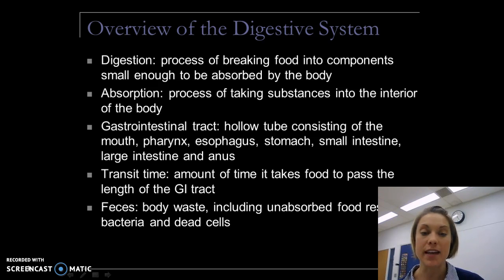Feces makes up our body waste, and that includes unabsorbed food residue, bacteria, and dead cells. So you can think of anything that's eliminated in the feces as actually never having entered our body.